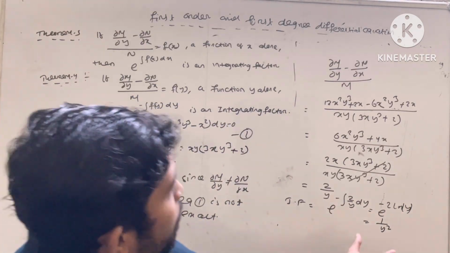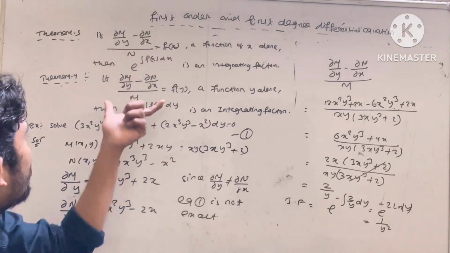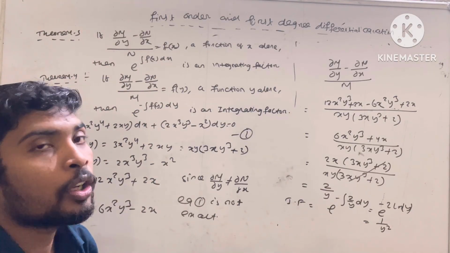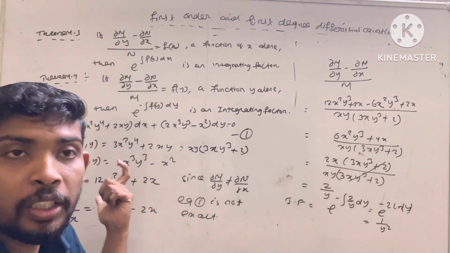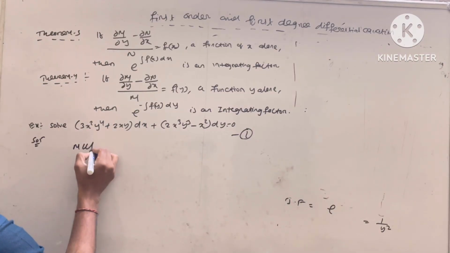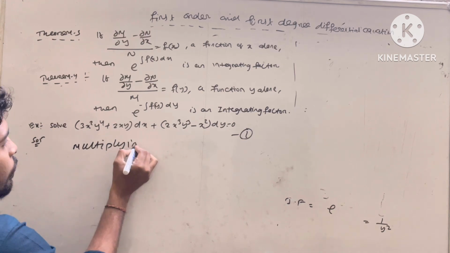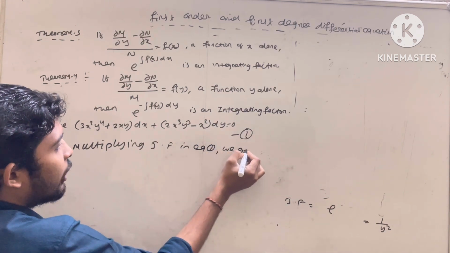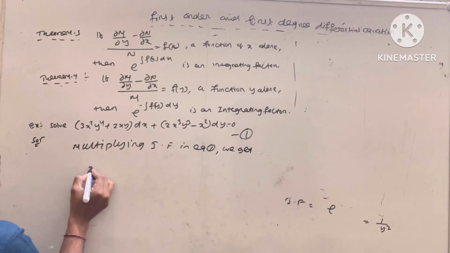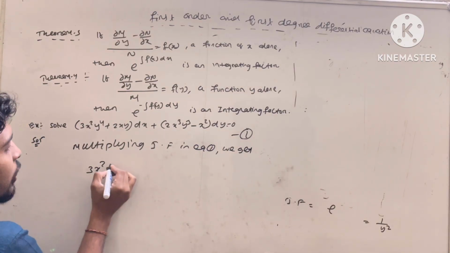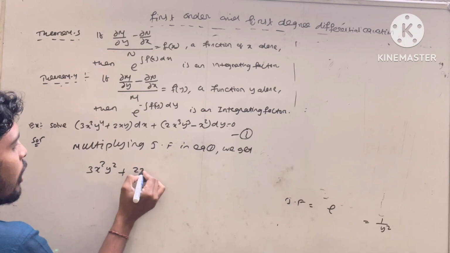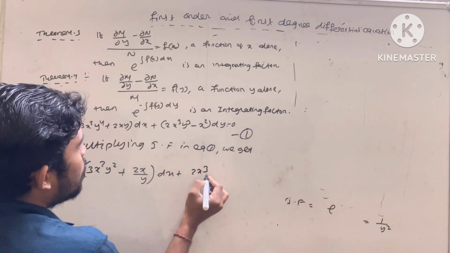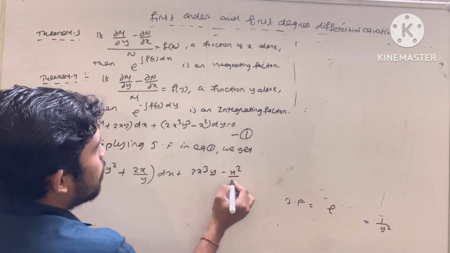Now we have to multiply the 1 by y square in the given differential equation and it becomes exact. Then after that we have to find the solution. So let us multiply the integrating factor in equation 1. Multiplying the integrating factor in equation 1, we get 3x square y square plus 2x by y dx plus 2x cube y minus x square by y square dy.